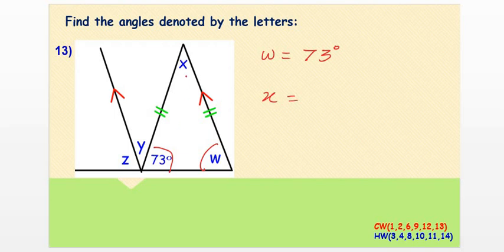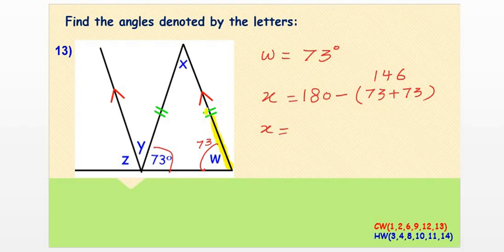X is equal to... now we have two angles of the triangle, 73 here and 73 here. How can we get the third angle? It will be 180 minus 73 and 73. The sum of 73 and 73 is 146. Subtract it from 180 to get the value of x. Once you get the value of x, it is very easy to find the value of y.